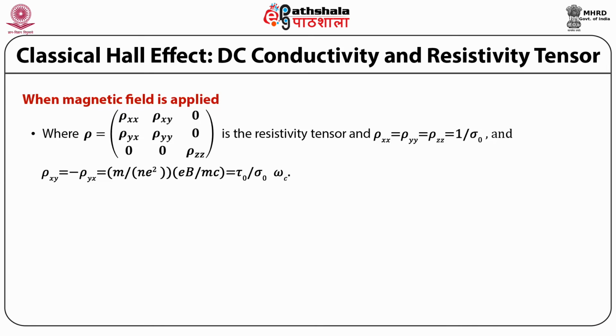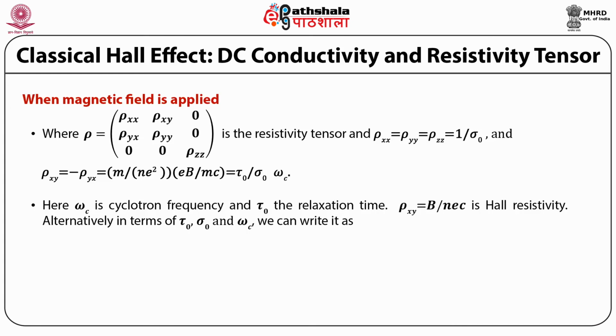is the matrix rho xx, rho xy, 0; rho yx, rho yy, 0; 0, 0, rho zz, the resistivity tensor, and rho xx = rho yy = rho zz = 1 upon sigma 0, and rho xy = minus rho yx = m upon n e squared multiplied by eB upon mc = tau 0 upon sigma 0 times omega c. Here omega c is the cyclotron frequency and tau 0 is a relaxation time. Rho xy = B upon nec is the Hall resistivity.